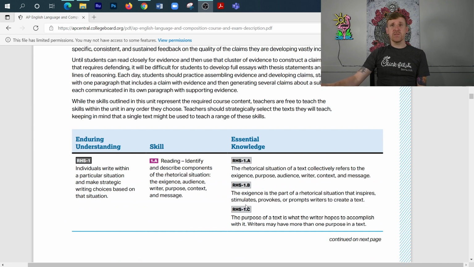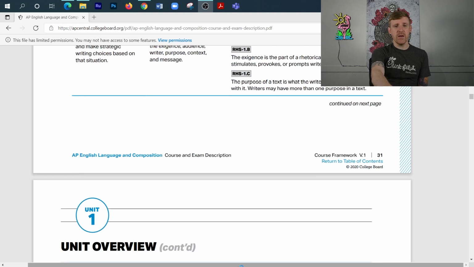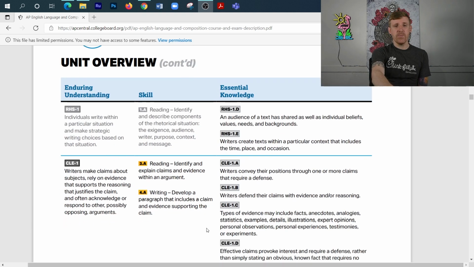What I actually like to do is teach my course rhetorical analysis, argument, and then synthesis. And I use the course and exam description to help guide me in doing that. So what I do here is I will teach kids about the elements of the rhetorical situation. And then when they discuss this in class, they will have to write about the author's message and purpose.